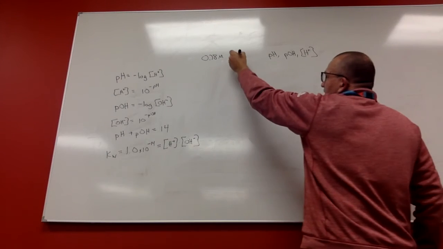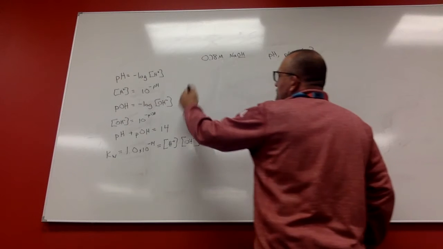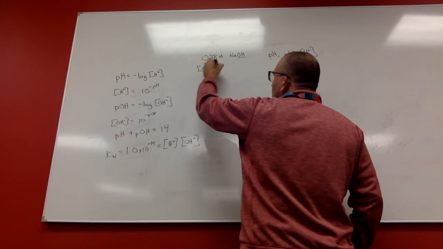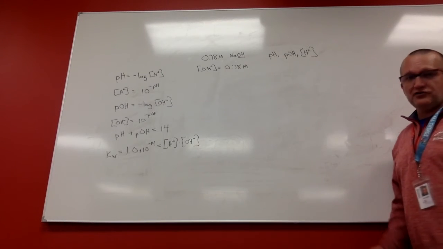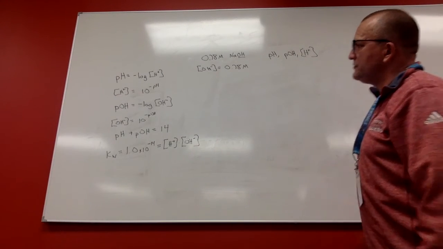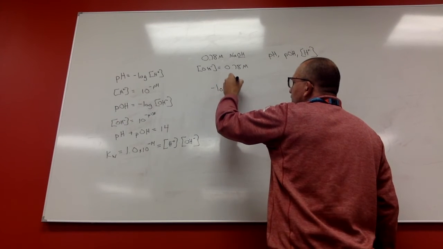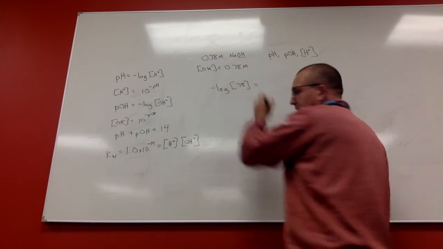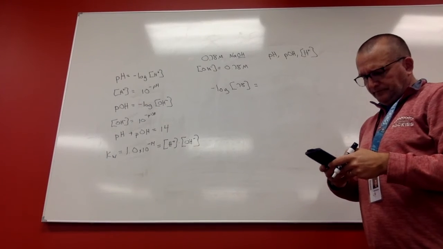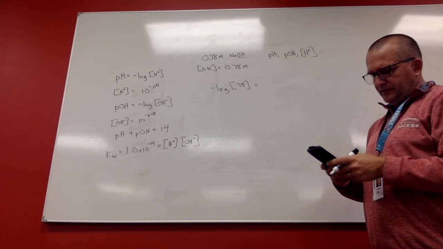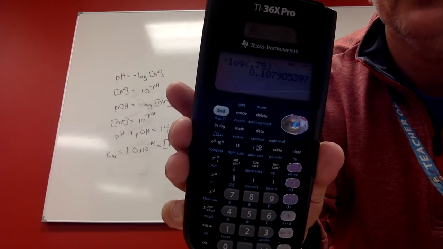First off, when I see this, OH, that means I'm talking about hydroxide. So my concentration of hydroxide is just going to be that. So I know my hydroxide ion concentration. Knowing that means if I want to find my pOH, pOH is negative log of that, so I take the negative log of 0.78. So again, calculator here, negative log 0.78, and that's what that should look like on your calculator. Negative log 0.78, and you get that.